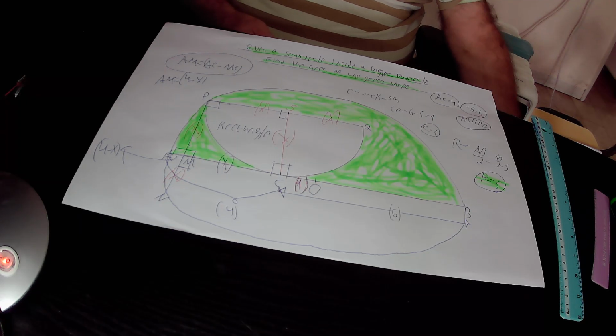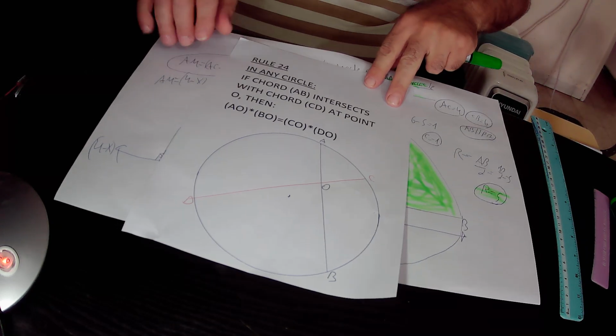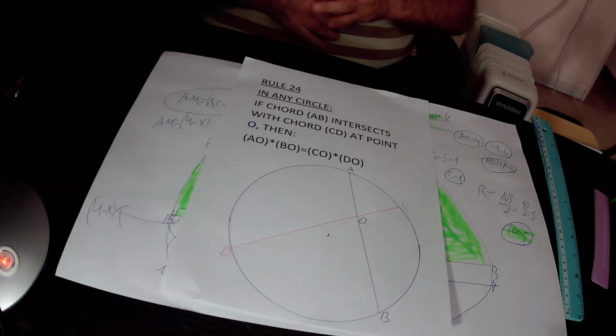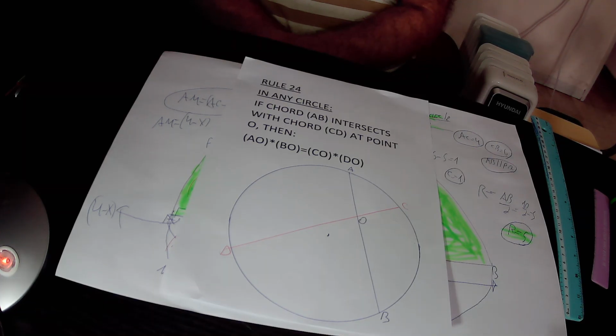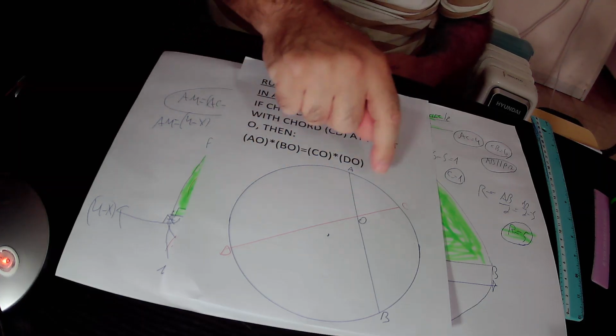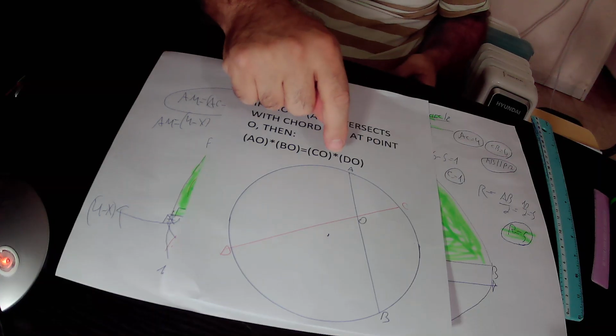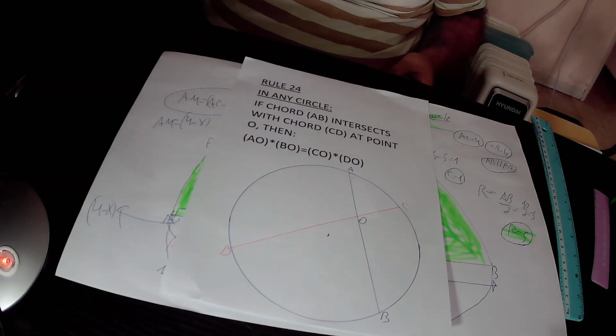So I repeat quickly rule 24, which is true in any circle. In any circle, if chord AB intersects with chord CD at point O, then the following equation is true: AO times BO equals CO times DO. Again, we have chord AB that intersects with chord CD at point O, so AO times OB equals CO times OD.